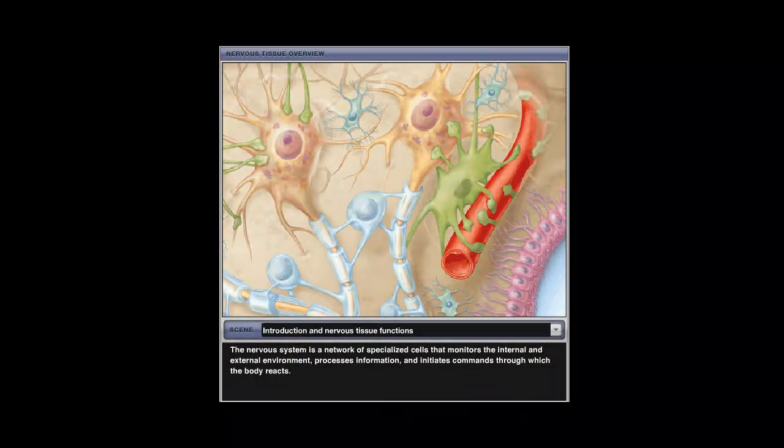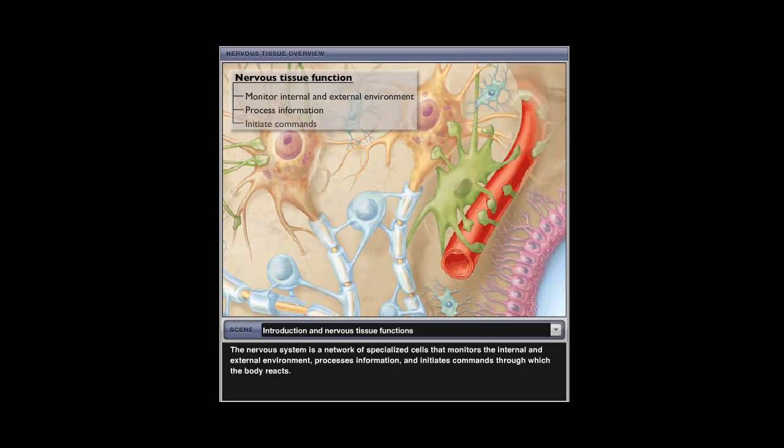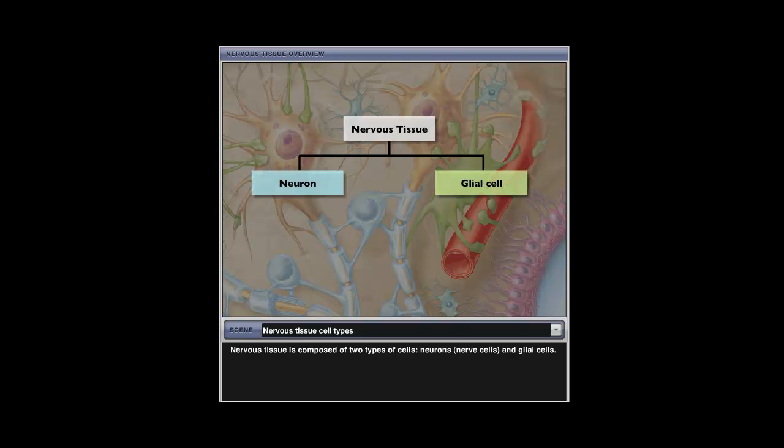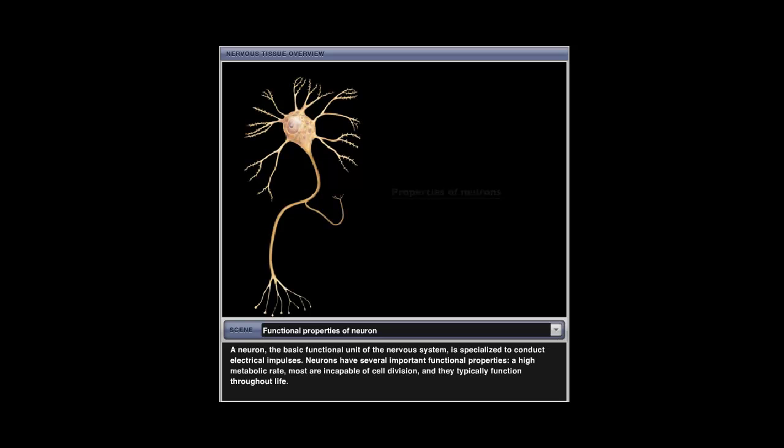The nervous system is a network of specialized cells that monitors the internal and external environment, processes information, and initiates commands through which the body reacts. Nervous tissue is composed of two types of cells: neurons, or nerve cells, and glial cells. A neuron, the basic functional unit of the nervous system, is specialized to conduct electrical impulses.